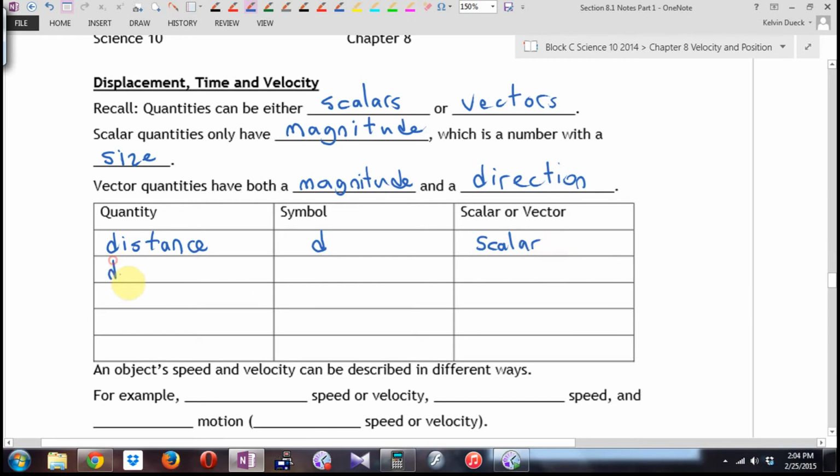Compare that with displacement, also a symbol D, but how do I show that displacement is a vector? Little arrow thingy, yeah, vector symbol. Vector. Time. What variable did we use for time? T. Scalar or vector? Time is a scalar.